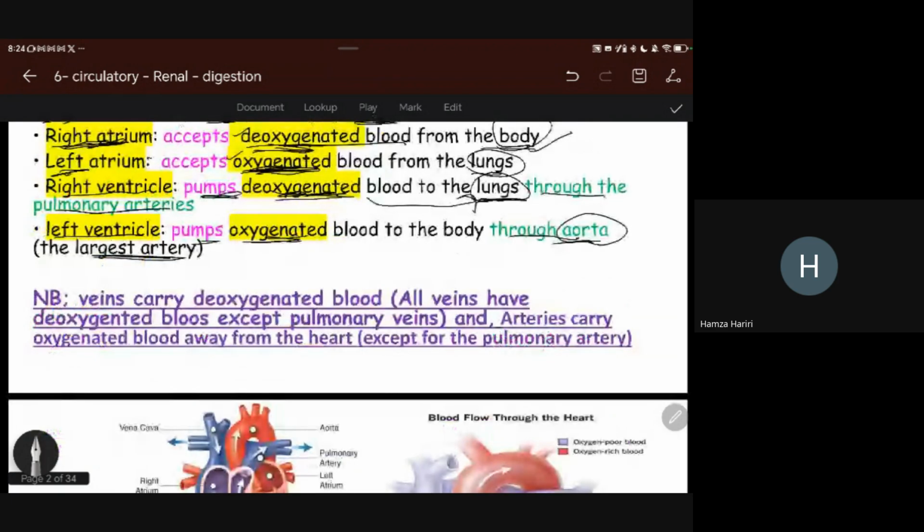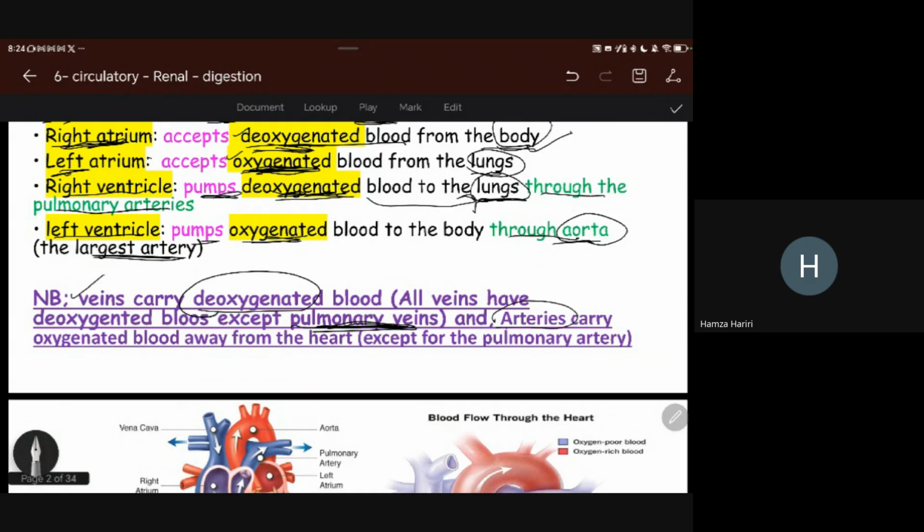Veins carry deoxygenated blood. This is a rule, okay? That all veins carry deoxygenated blood. And as we said, the deoxygenated blood is the blood that comes from where? It comes from all over the body. It carries a lot of carbon dioxide, okay? Except for what? Except for the pulmonary vein. So whenever I see any vein, I know that it carries what? It carries deoxygenated blood. But the pulmonary vein is the only exception.